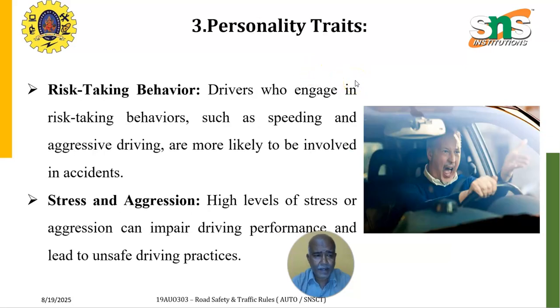Next we see personality traits. Personality means risk-taking behavior. Drivers who engage in risk-taking behavior such as speeding, aggressive driving or rash driving are more likely to be involved in accidents. Also, they must not have stress or aggression. High levels of stress or aggression can impair driving performance and lead to unsafe driving practices. So the driver must have a good sleep the night before, so that they have no stress, and there must be no disturbance by the passengers, to lower their stress.